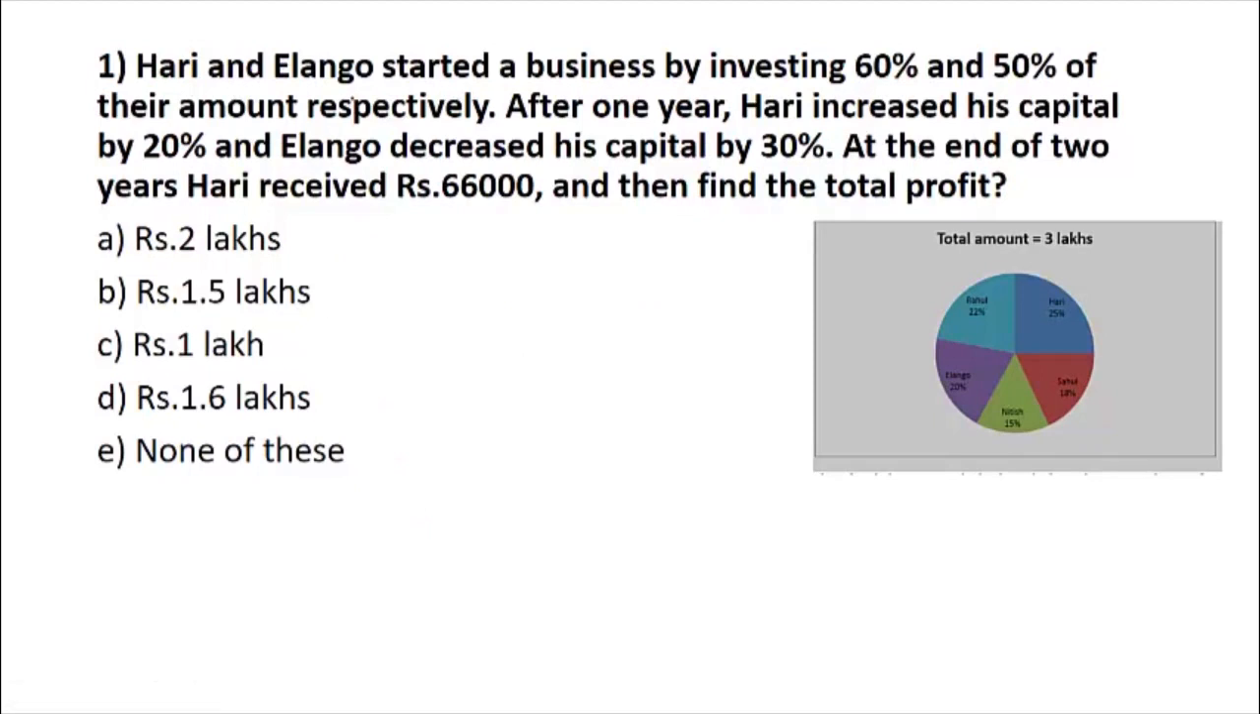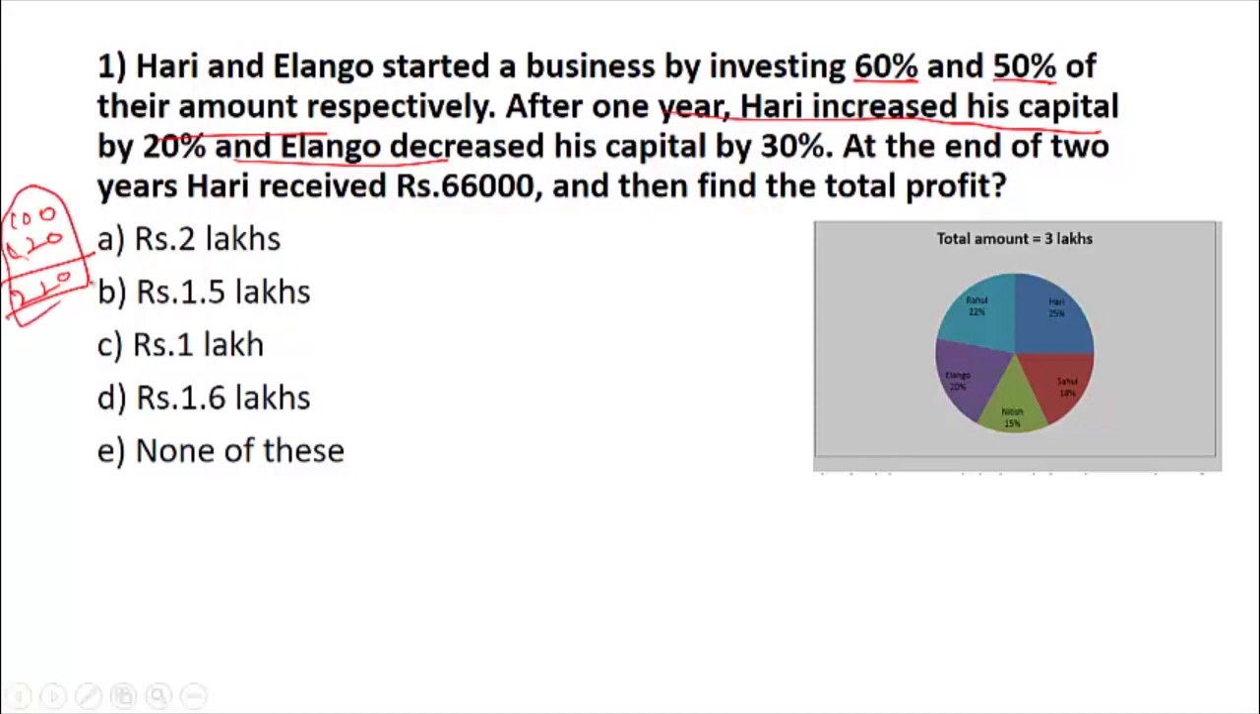Hari and Ilango started a business by investing 60% and 50% of their capital amount respectively. After 1 year, Hari increased his capital by 20% and Ilango decreased his capital by 30%. What this statement means is, suppose they invested 100 rupees in the first year, then in the second year they increased by 20, so their total will be 220.